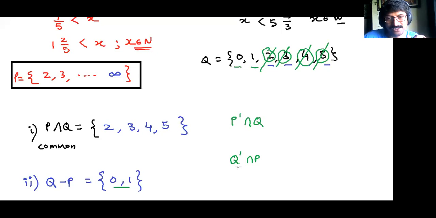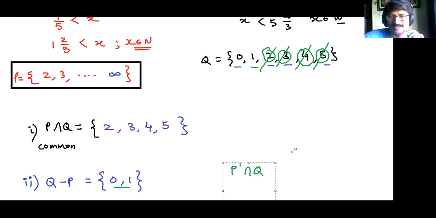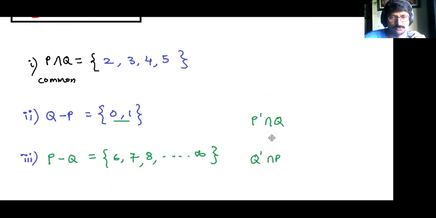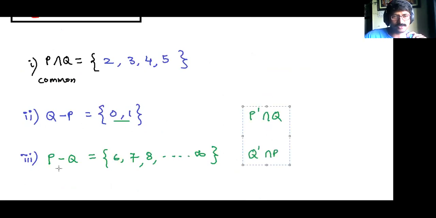And there is some relation between Q minus P and P minus Q and P complement intersection Q and Q complement intersection P. We're going to watch that in this particular video. Also, we're going to see a very important 4 marker question, a very standard question, which comes in generally all the 10 standard examinations.